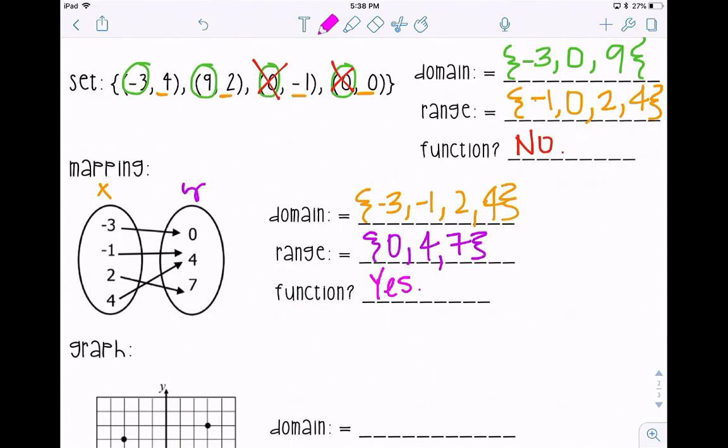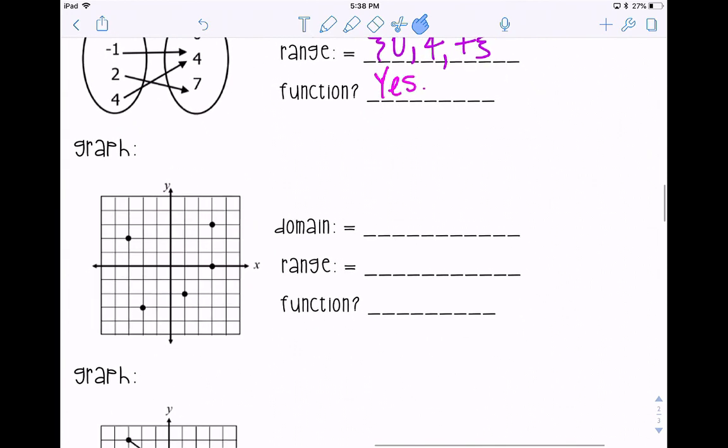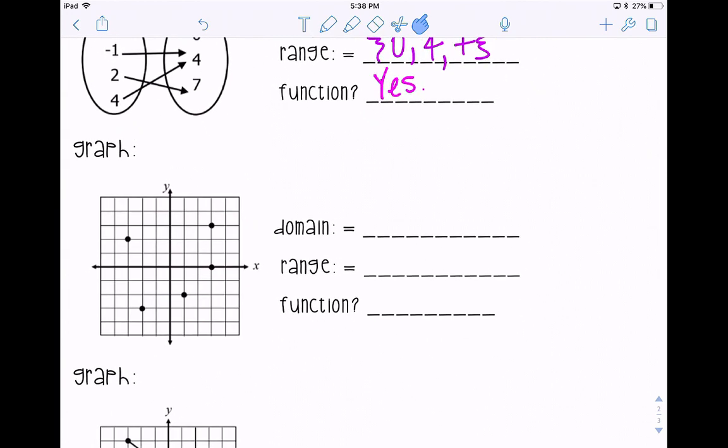All right. So looking at the graph, same thing. These are also discrete. We have specific points. So this is a discrete set of values.